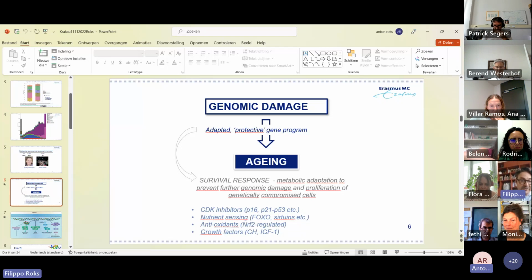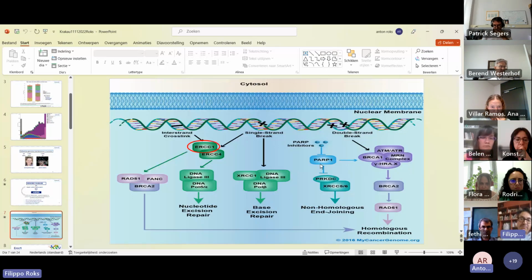And so we've been looking in models where we have undermined several different DNA repair pathways. And one of the models is our mice, where we have knocked out ERCC1, which plays a role in various repair mechanisms.